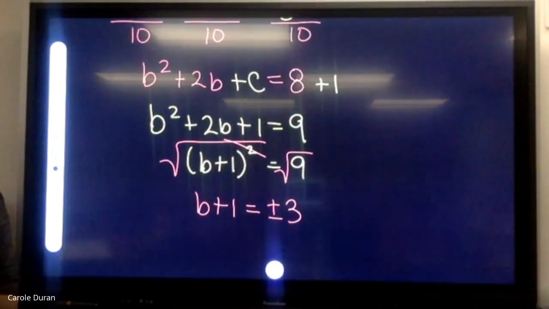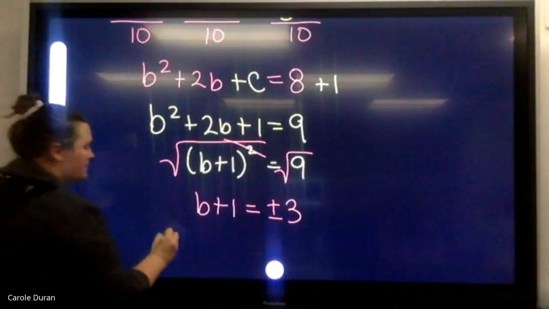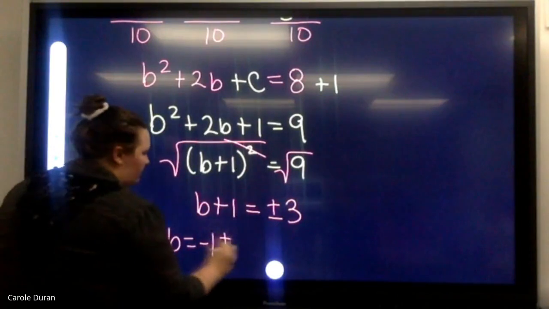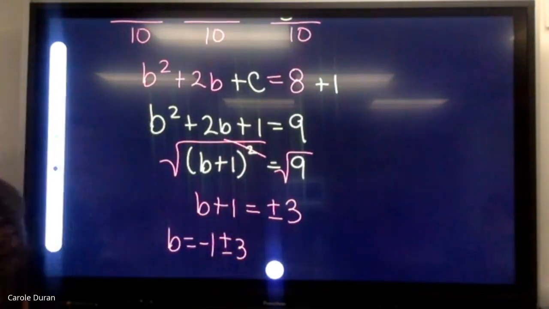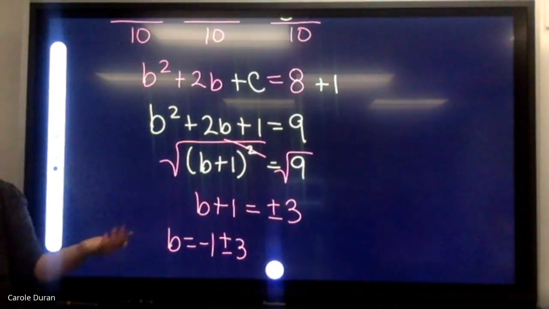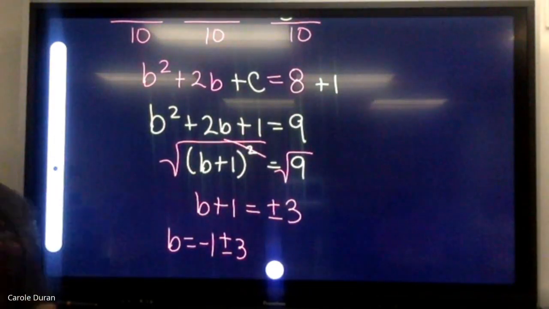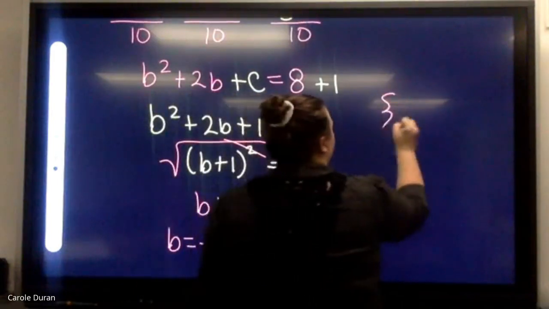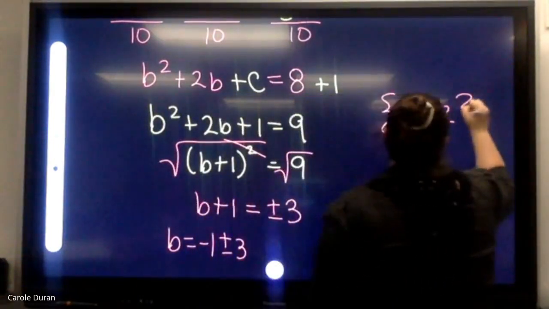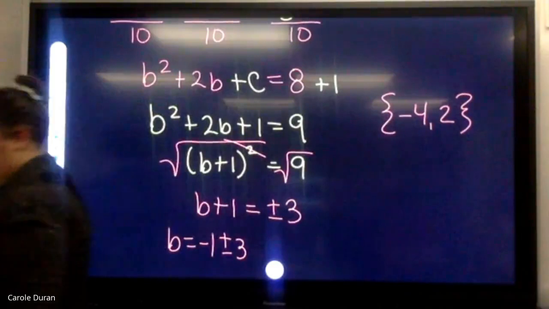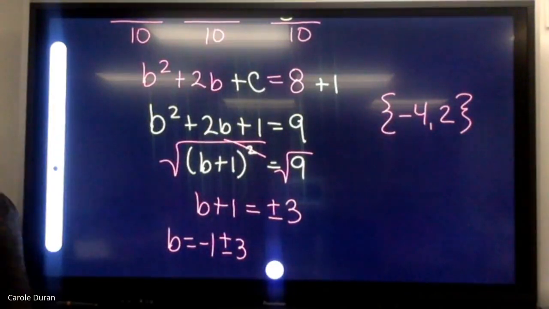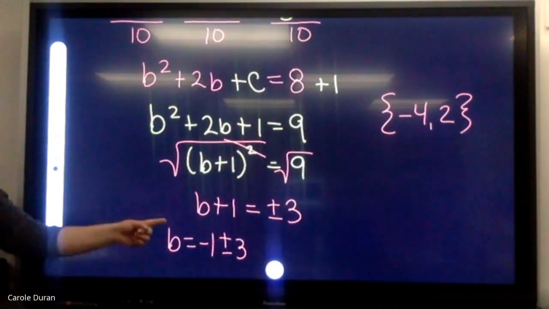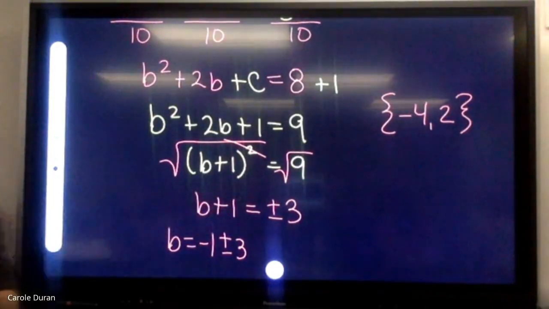Last step, I move the 1 from the left over to the right, and it becomes b equals negative 1 plus or minus 3, which I will then split into my two expressions. So negative 1 plus 3 is 2. Negative 1 minus 3 is negative 4. So my two answers are negative 4 and 2. Yes, because it was plus, and to move it, I had to subtract it.